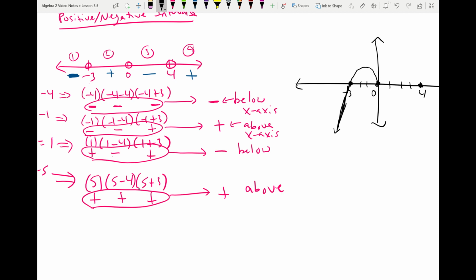And then from 0 to 4, it's below the x-axis, so it's negative. I don't know how far negative it goes. I only know that it's negative. And then up until 4, and then after 4, it's above the x-axis again. So we have something that looks like that. And I don't know what value that dips down to, and I don't know what value it goes up to. But I do know that this is the generic sketch.